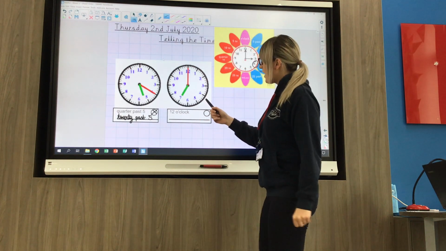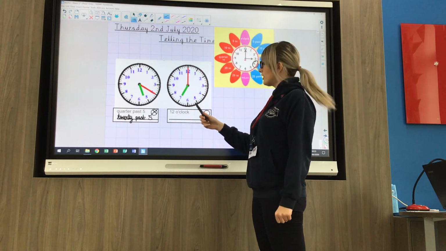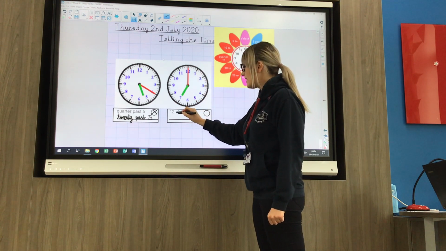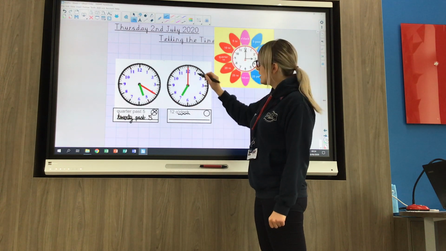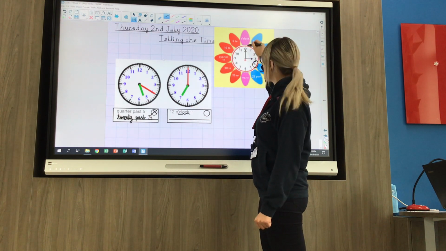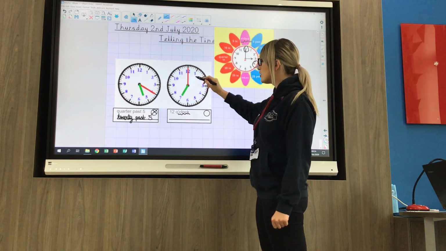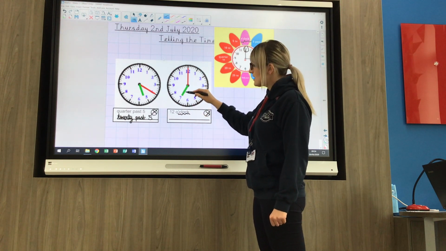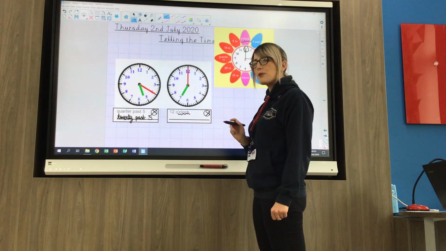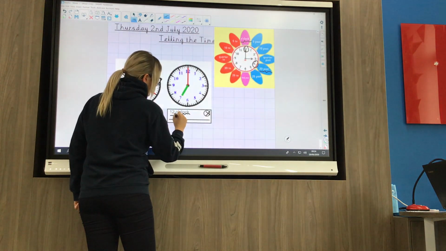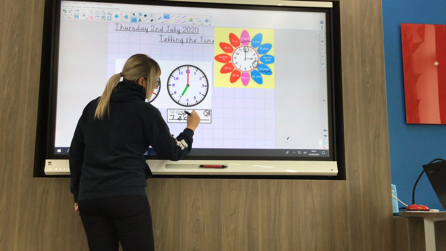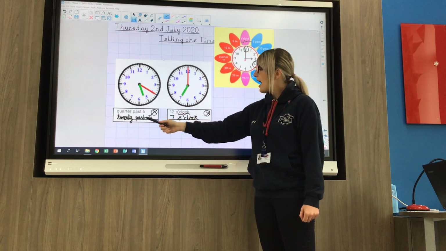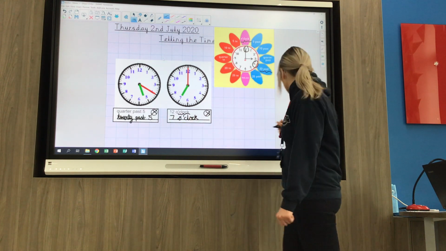Okay, let's look at the next one. I've put it's 12 o'clock. Now looking at the long minute hand, the o'clock bit I know is right, because if the long minute hand's pointing at the 12, then it's o'clock. I think I've got it wrong again though, because it's not 12 o'clock. I can see that the short hour hand is pointing at 7, so it's 7 o'clock. So you've got to put a tick or a cross, and if I've got it wrong, you've got to correct the time.